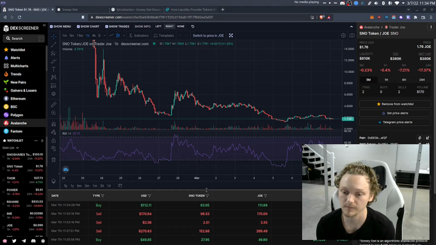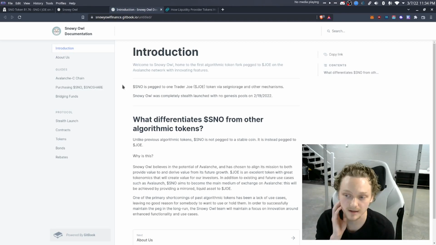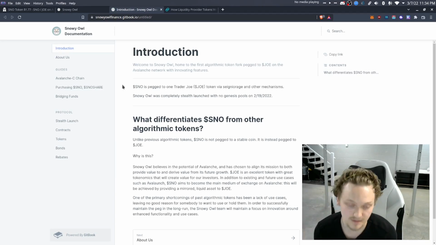So first off, we need to explain what exactly a ToonFork is. There's a bunch of crazy words and stuff that you could use, but really all it is, is a game theory farm, and it is taking a peg token and trying to get it pegged, or around the same price as the token that its goal is.